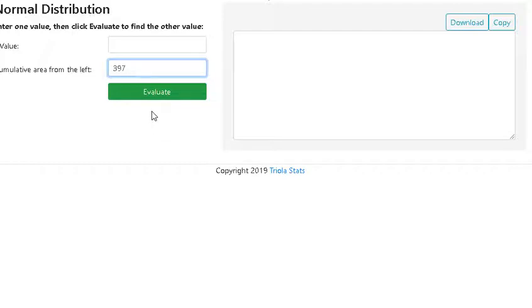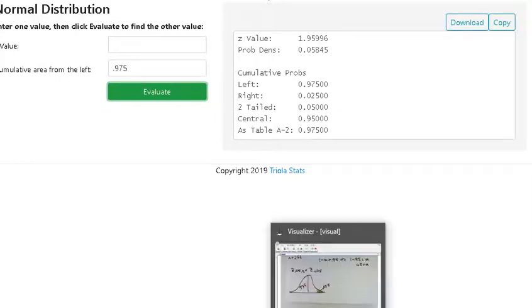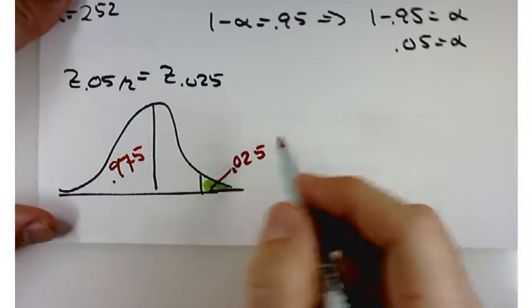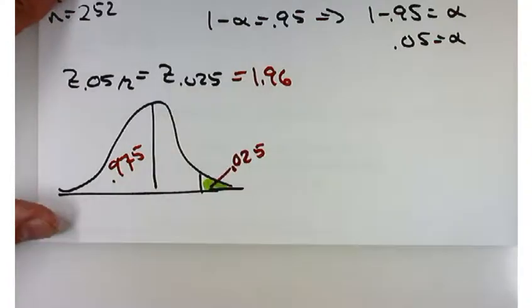So let's go back to Statistic and type in 0.975. And click Evaluate, and bam, it gives it to us. There you go. 1.96 is the z-value. Again, you can get that off of Google Sheets or off of your graphing calculator. Bottom line is 1.96.